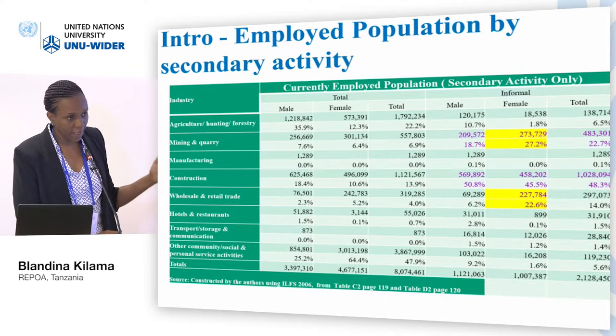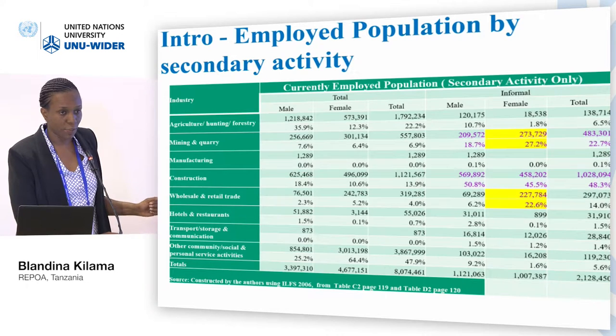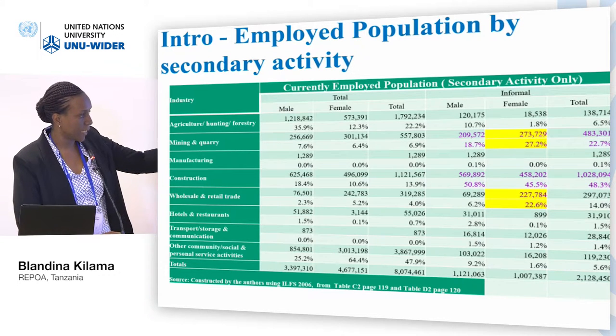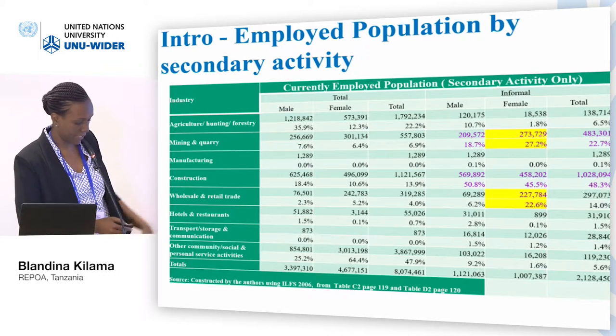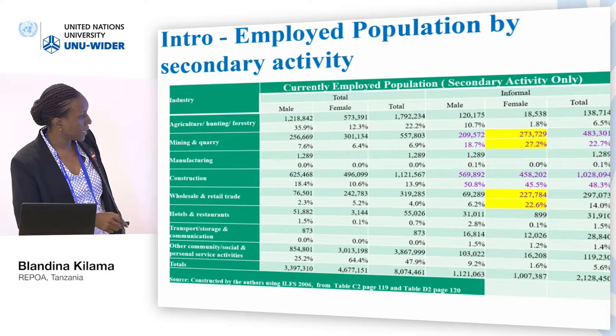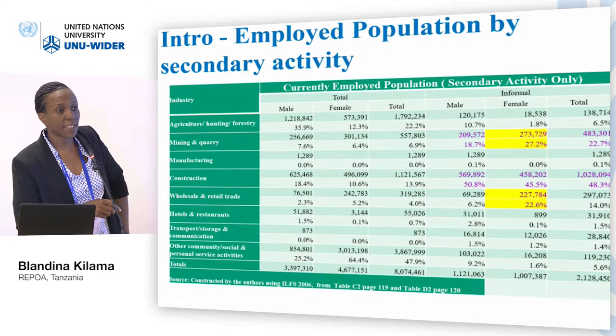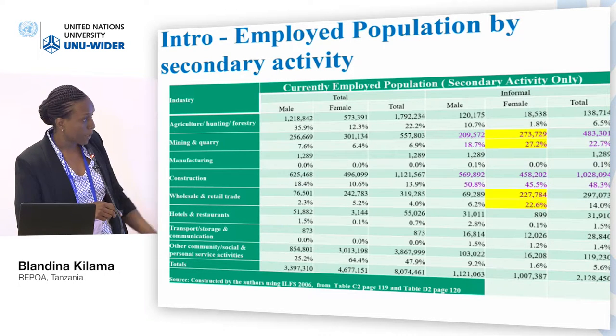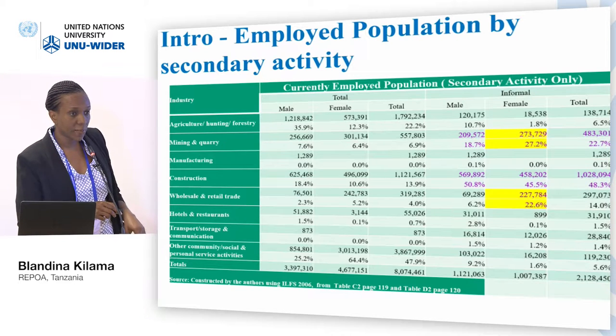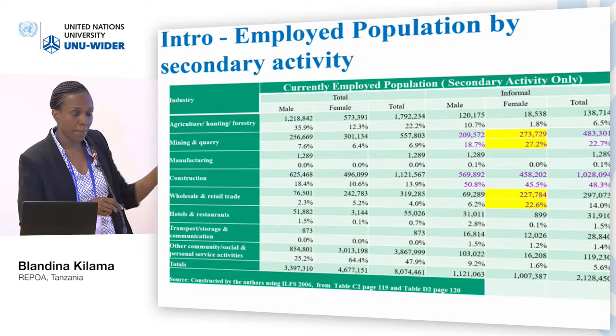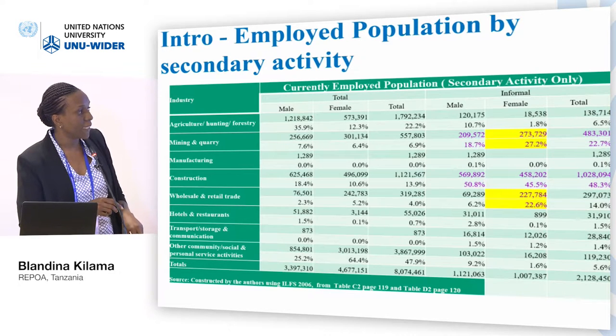So what we see, I said we're aiming to become an industrialized, middle income country come 2025 in our second 5-year development plan. So all these activities around here, from mining, manufacturing, construction, all these are the ones that we are aiming for. But what the data is showing us is we have more people engaged now in these sectors that we are aiming for, but they're engaged there informally.